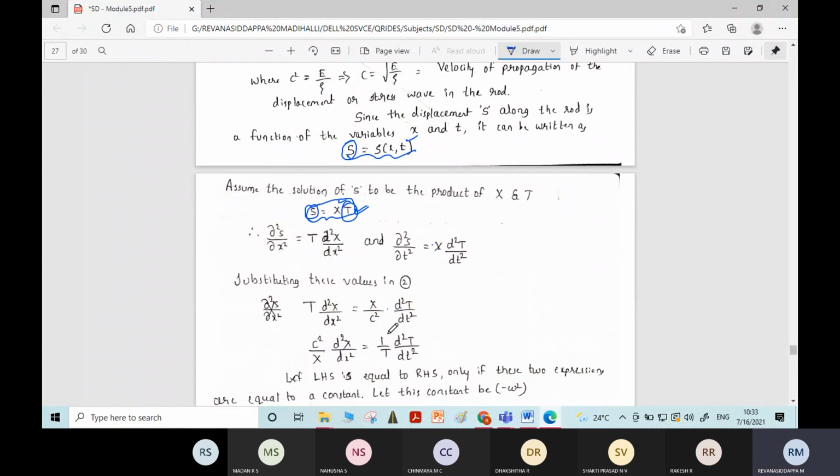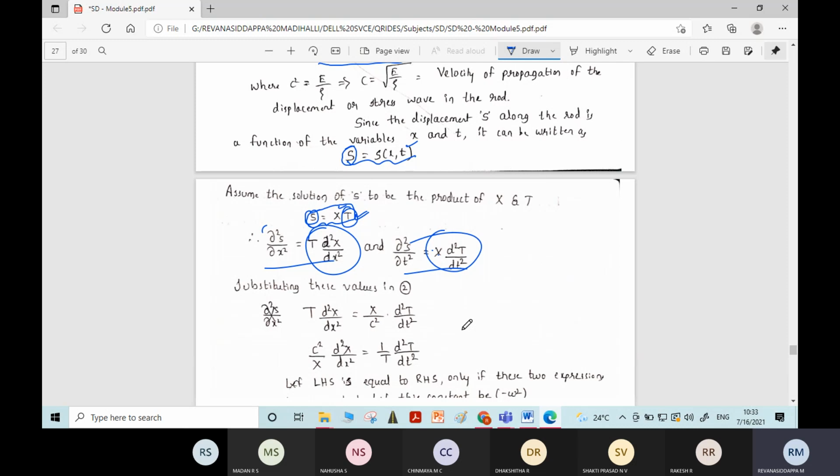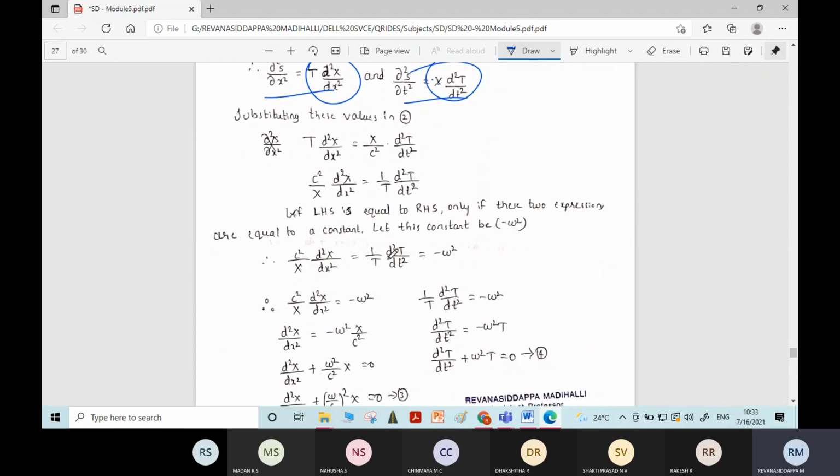Now you have the expression for del square s by del x square and the expression for del square s by del t square. You need to substitute these two in equation number 2, and the simplification of the formula is done. After simplification, you get the final expression as this one.